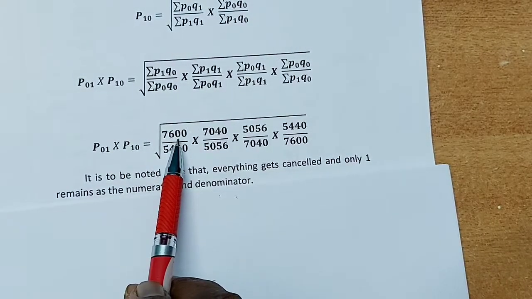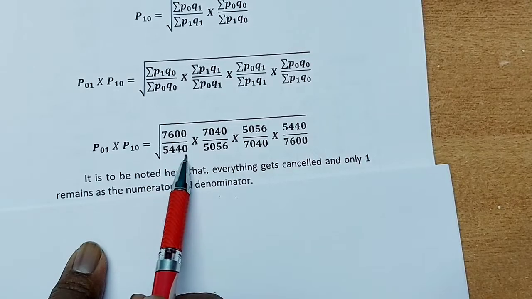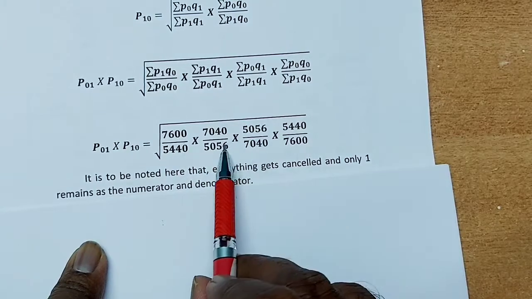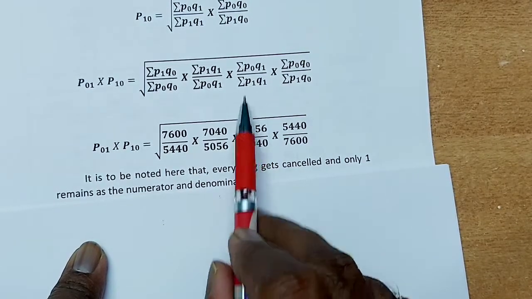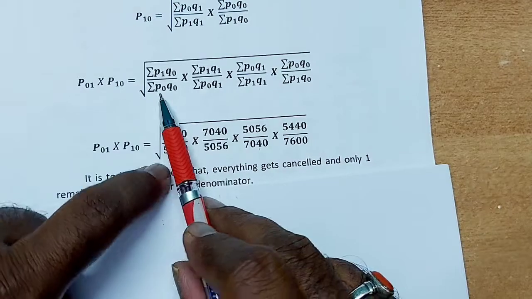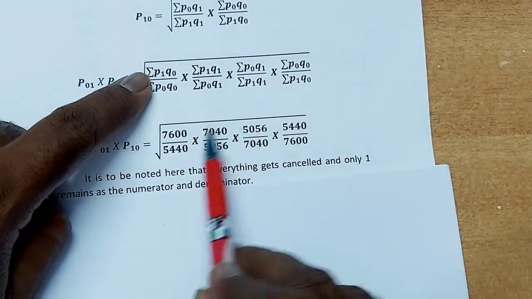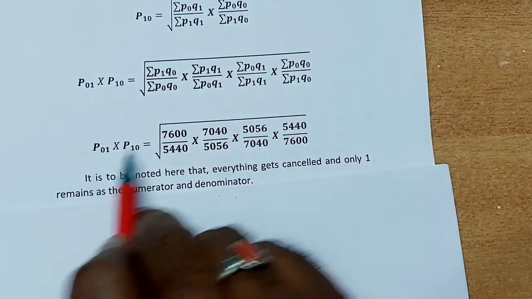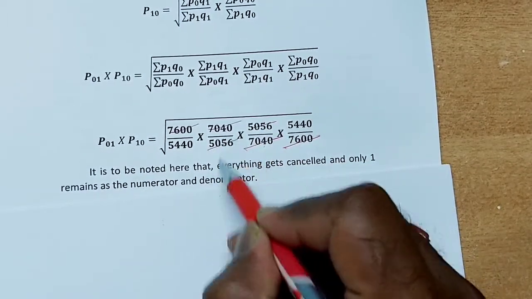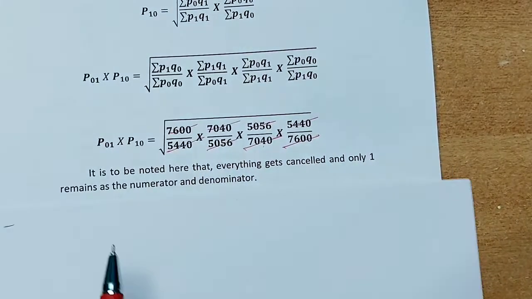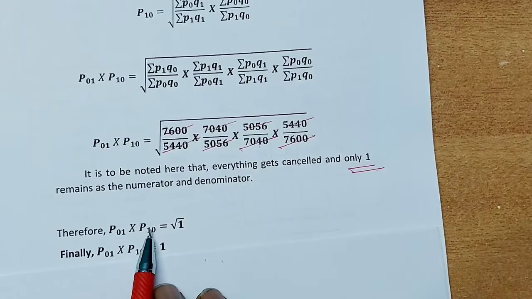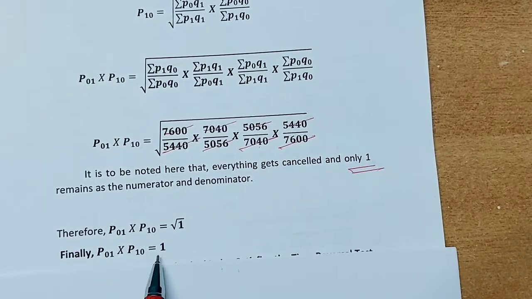Now let us substitute the values in this particular formula. P1Q0 is 7600 divided by 5440, into P1Q1 is 7040 divided by P0Q1 is 5056, multiplied by P0Q1 is 5056, P1Q1 is 7040, P0Q0 here it is 5440, and P1Q0 is 7600. Further, when we observe here, numerator and denominator get cancelled: 7040, 7040, 5056, 5056, 5440, 5440 get cancelled, and what is finally left is only 1. Therefore, P01 into P10 is equal to the square root of 1, which is nothing but 1.